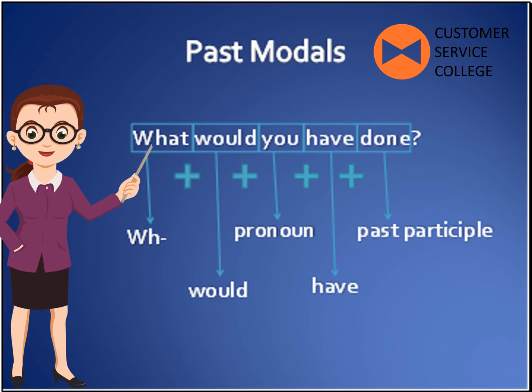And to end this session, here we have the structure for questions using past modals. You start with your question word, then the first part of your modal, then the subject, then the auxiliary have, which is the second part of your past modal, then your verb in participle. An example is, what would you have done?